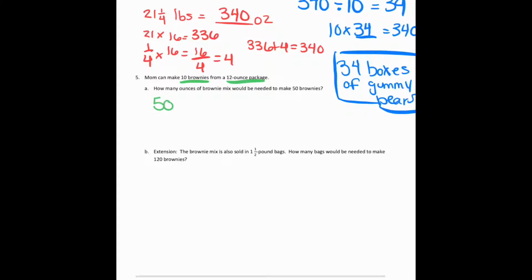So I'm going to say 50 brownies is equal to 12 times 5, because that's 12-ounce packages times 5, which would be 5 packages of the mix. Or, since they're each 12 ounces, that would mean I need 60 ounces of brownie mix altogether.